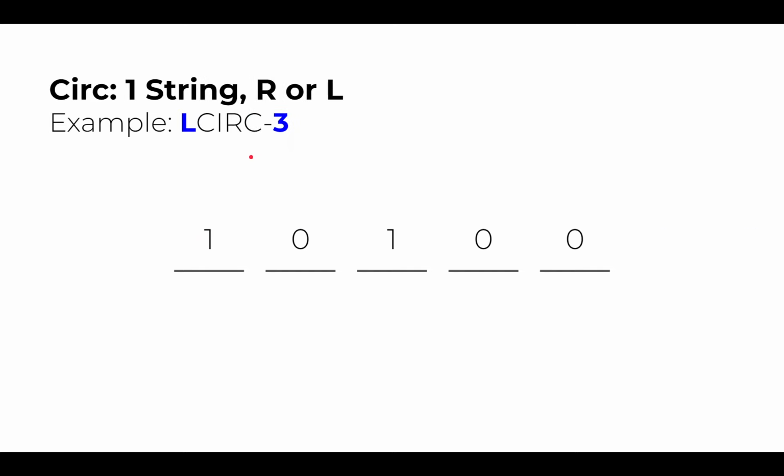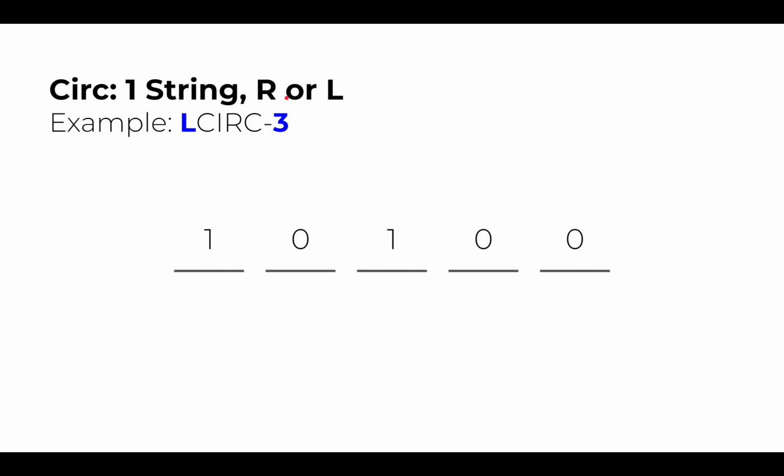All right, let's move on to circ now, which is the next in the order of precedence. So circ is done on one string, and like shift has the same arguments, R or L, and also the number of times we're going to do it. For this example, we're going to take this string, 1, 0, 1, 0, 0, and we're going to L circ it 3 times. So we're going to circulate it to the left 3 times.